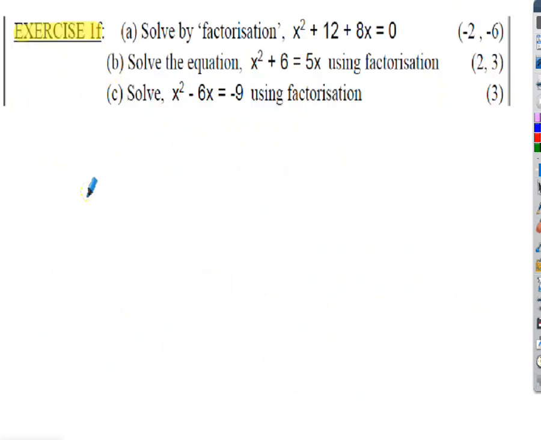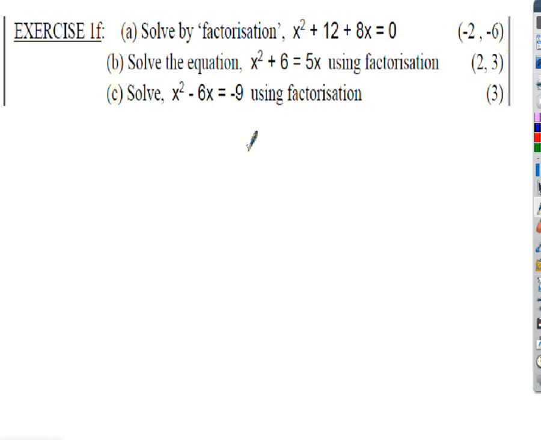Exercise 1F here. We're given 3 little questions A, B and C to solve. If you feel you can solve these questions without further assistance, I would strongly encourage you to stop the presentation now and attempt these questions. The answers, the roots here, are given on the right hand side in the brackets. If you require further assistance, then on the following slide I will work through these solutions in detail.